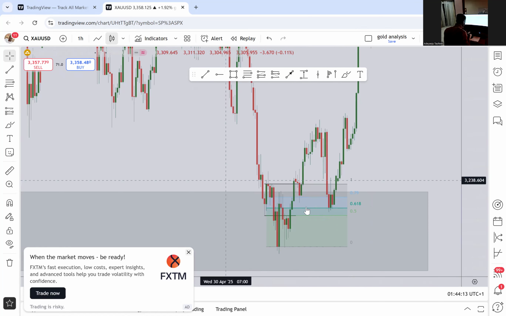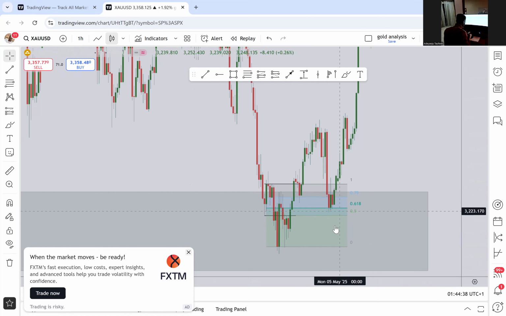So mark out the 50%. The 50% is about this level, right? But price didn't tap into it. It happens sometimes, sometimes you just don't get it. You just kind of like enter manually sometimes. But the concept is still right, right?